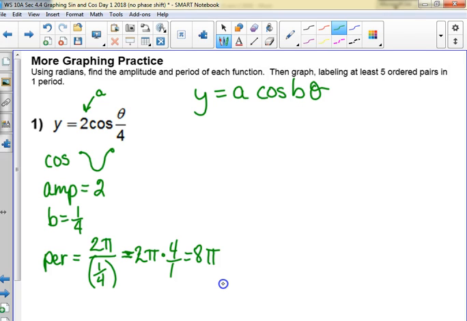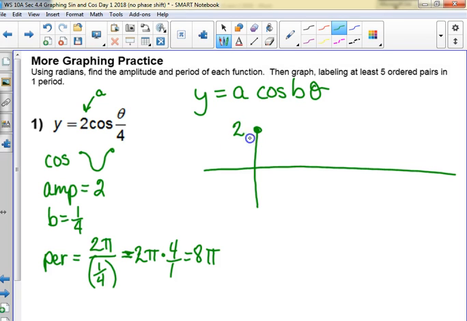8 pi. Yes, it means that this has been stretched horizontally so that it will not finish a rotation until 8 pi. Okay? Now, it's going to start where? Because it's a cosine, it's going to start at the maximum, yes?